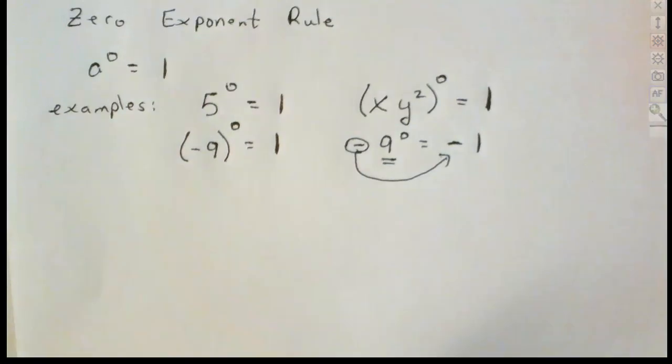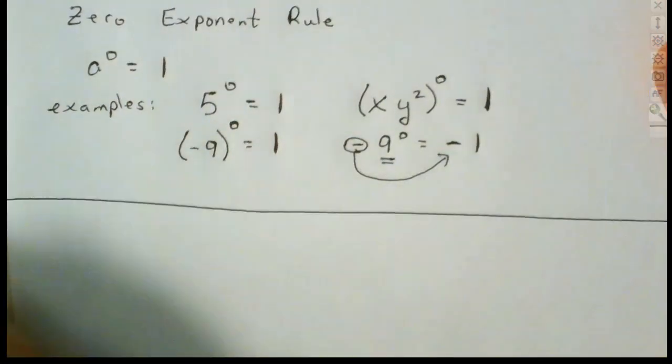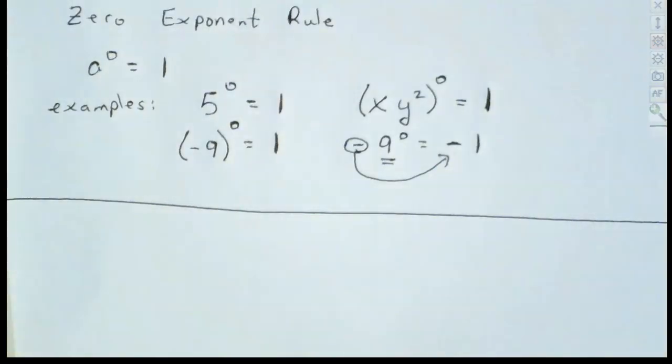A lot of times students get confused and they just forget and they say it's 0. It's not 0, it is 1. Most commonly made mistake is you'll get in a hurry and just forget that anything raised to the 0 exponent is 1, not 0.